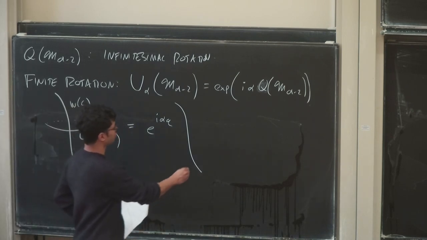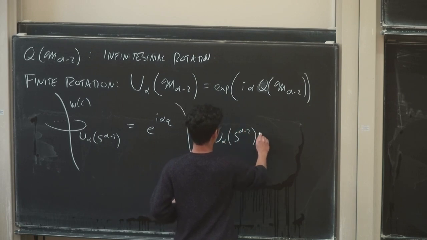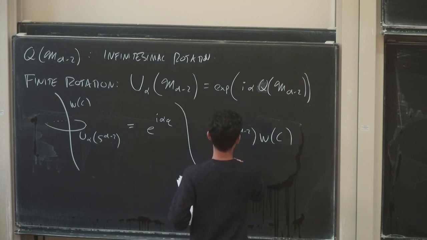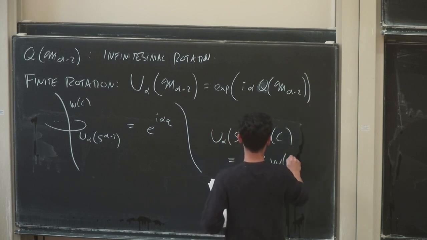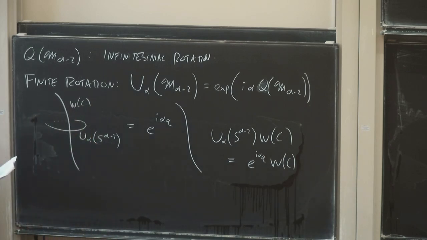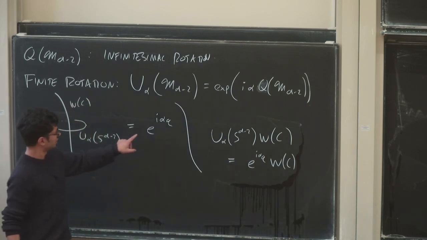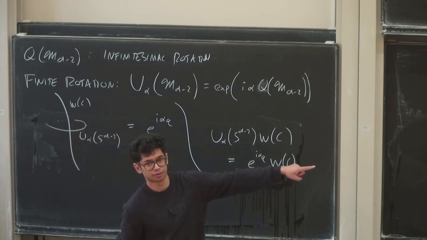Again, just a formula without the picture: u alpha on S^{d-2} acting on W of C equals e to the i alpha q times W of C. So this follows from that formula there. You can prove it from that.